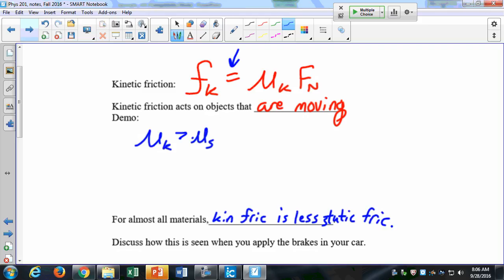You probably know this. If I push on this thing, it's really hard to get a big piece of furniture moving, but after you get it started, it's pretty easy to keep it in motion. And the reason for that is that the coefficient of kinetic friction is almost always smaller than the coefficient of static friction. So imagine I need a big force to put it in motion.